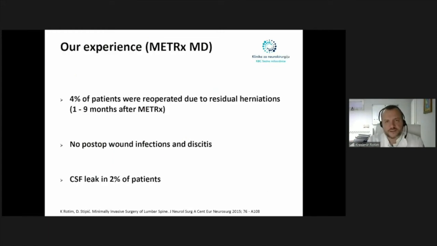Our experience with the tubular microdiscectomy: we have CSF leak in 2 patients. We did not experience any wound infection or signs of lumbar discitis, but in 4% of patients, they had to be reoperated due to the residual herniations or recurrent herniations that happened at the same level where the matrix was applied.